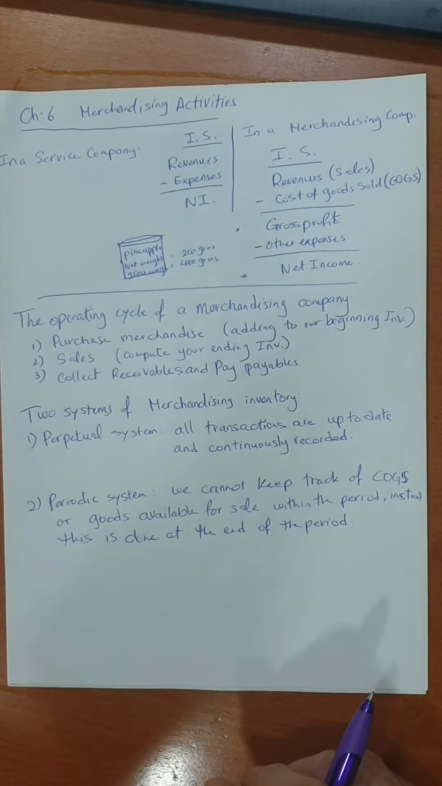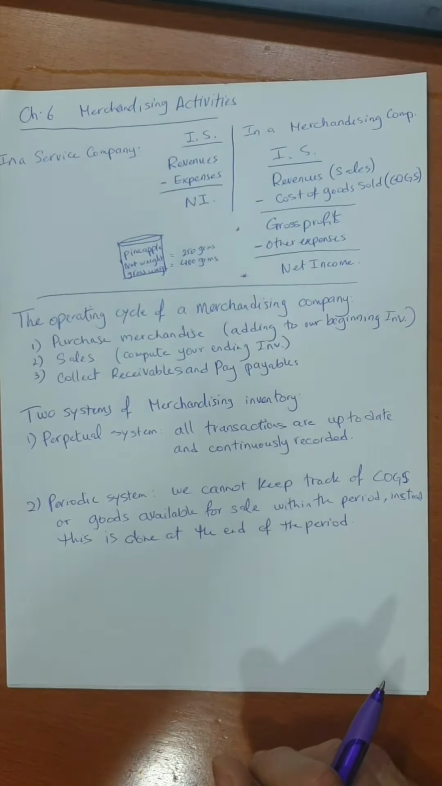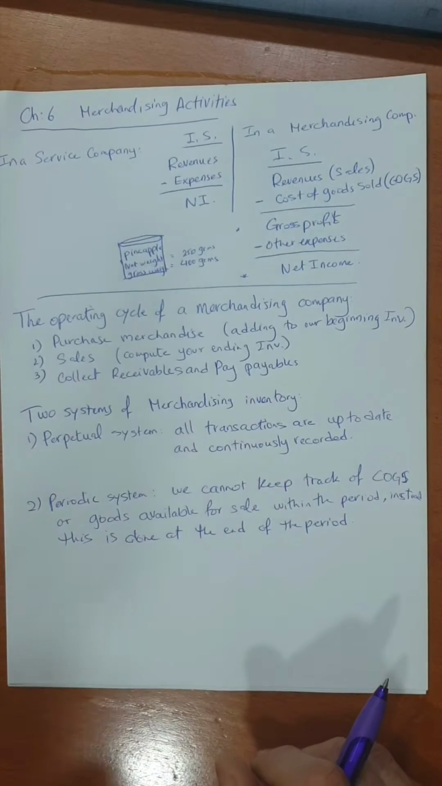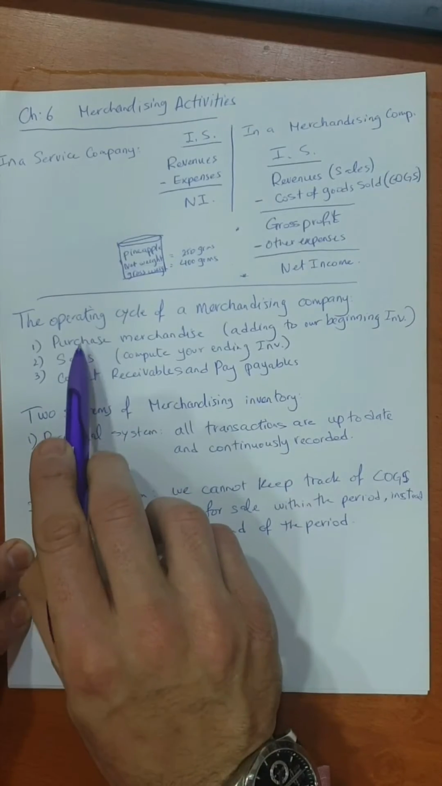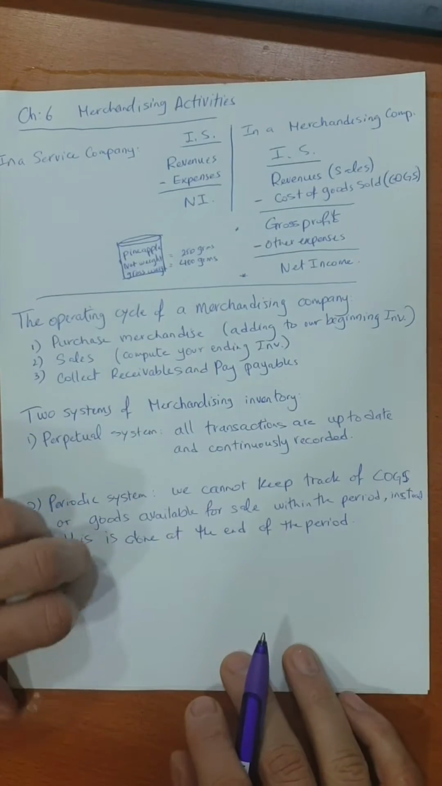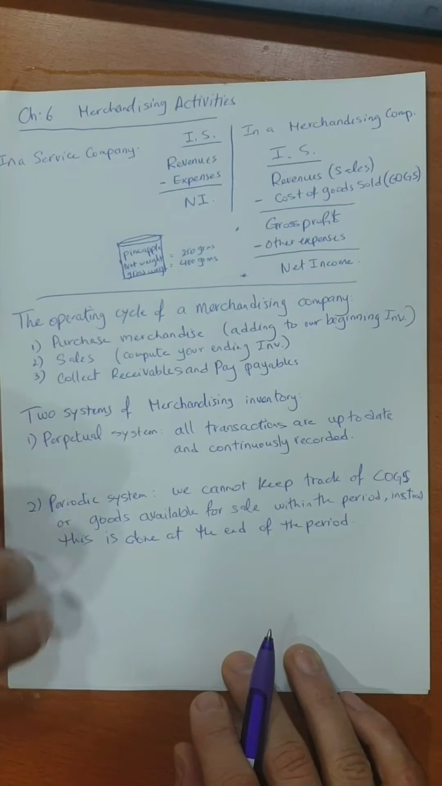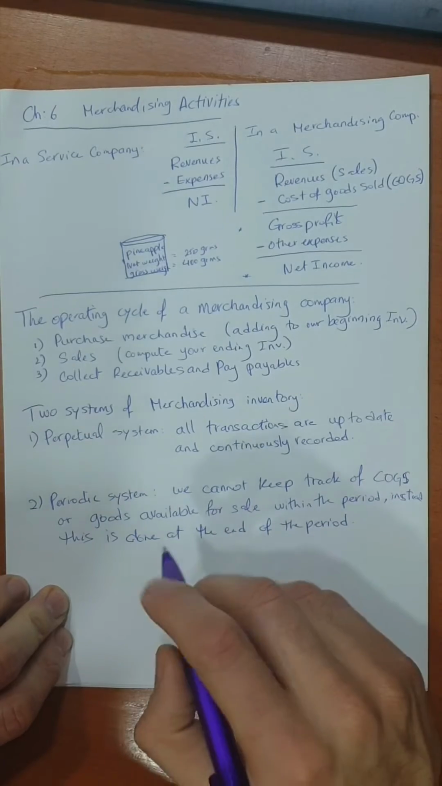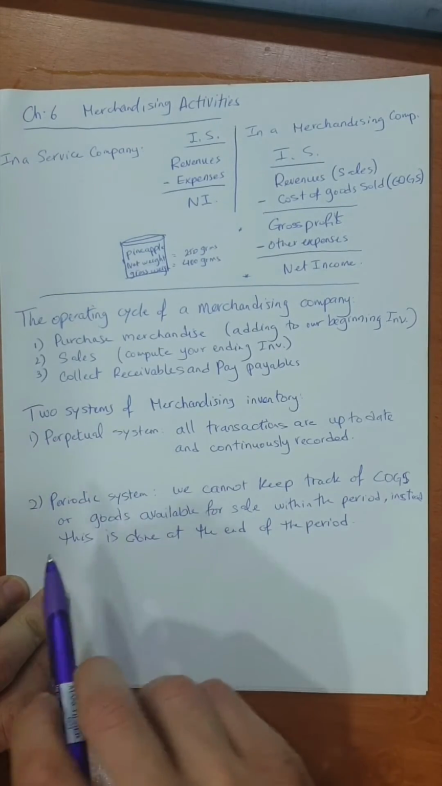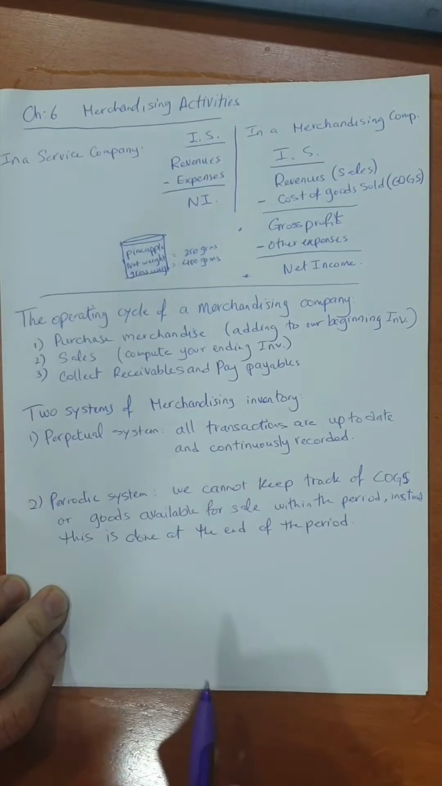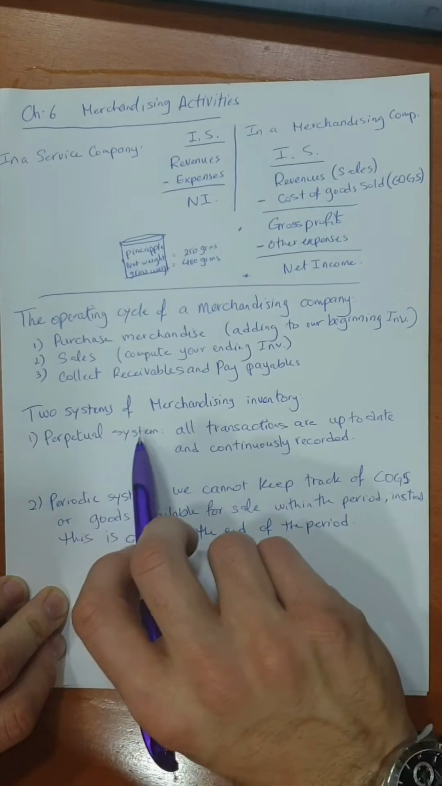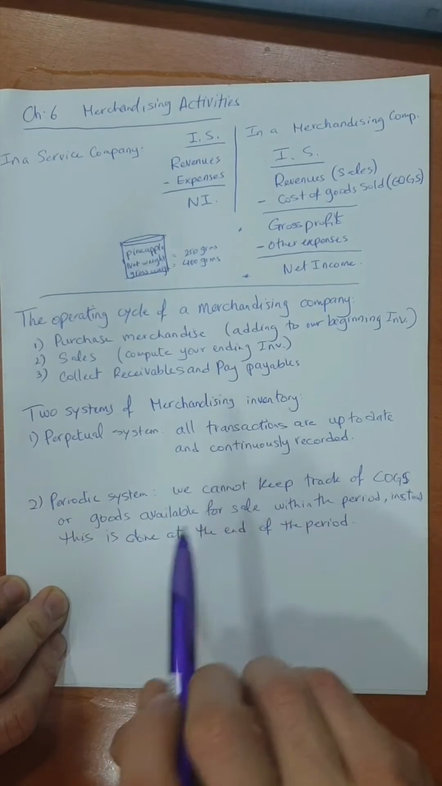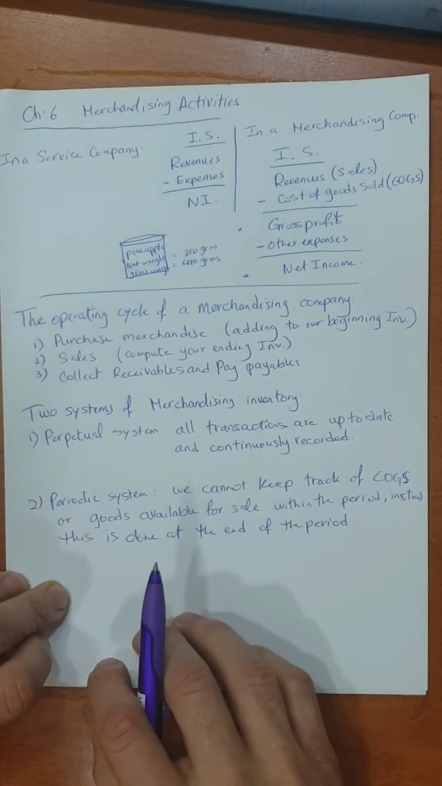Now, as for the rest, which are these three activities under perpetual and periodic, what I will do now is that I'll give an example and explain how these two systems behave under these three activities. Okay, so if you are using a perpetual system, how you purchase merchandise, how you sell, and how you collect receivables and pay payables. If you have a periodic system, how you do the same thing.